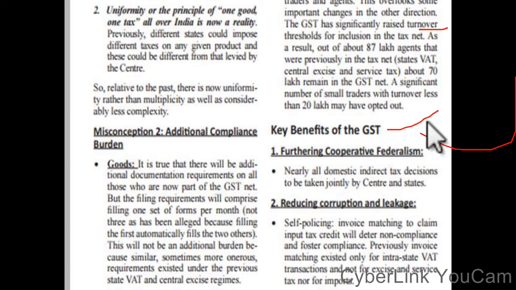Furthering cooperative federalism: nearly all domestic indirect tax decisions are to be taken jointly by the center and states. Reducing corruption and leakages: self-policing, claiming input tax credit will deter non-compliance and foster compliance. Previously, invoice matching existed only for interstate VAT transactions, not for excise and services tax, nor for imports.